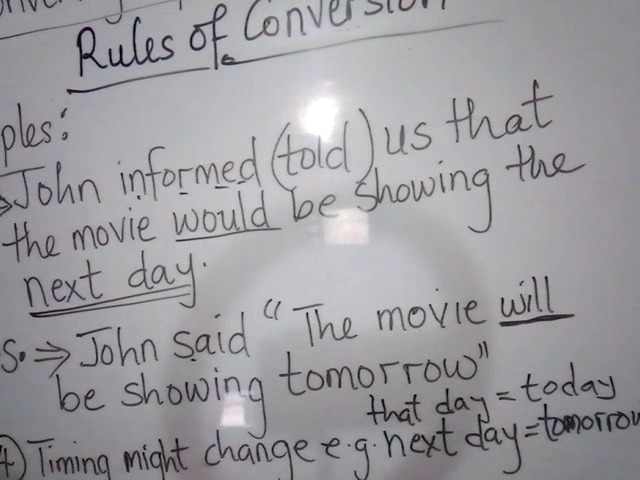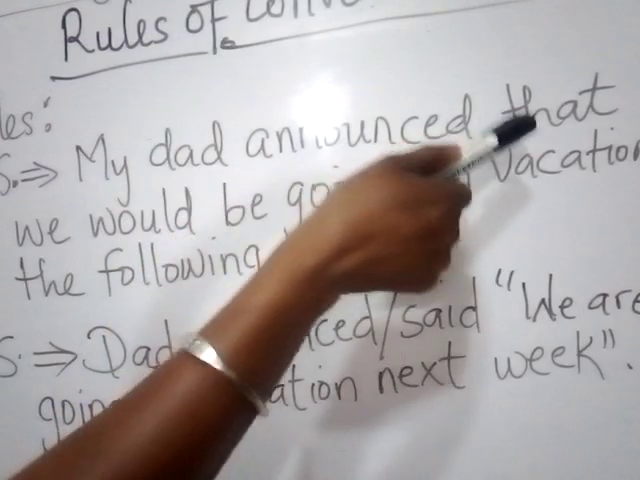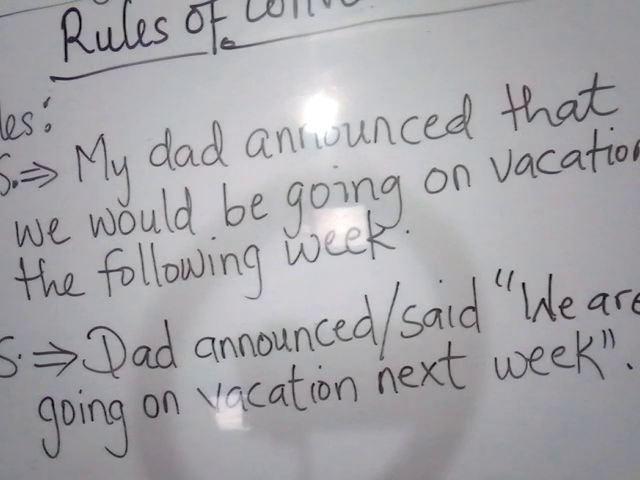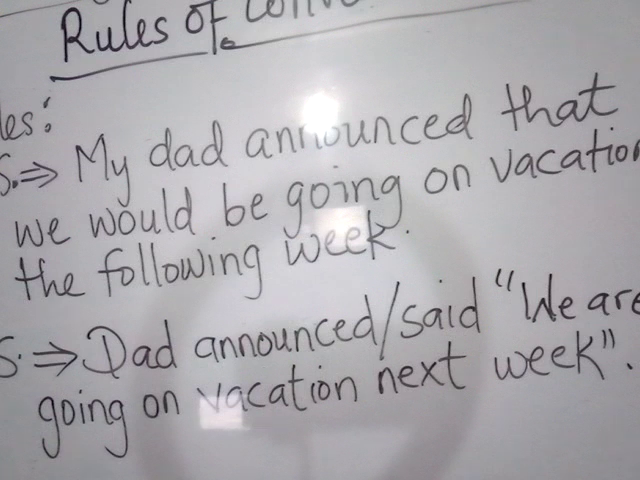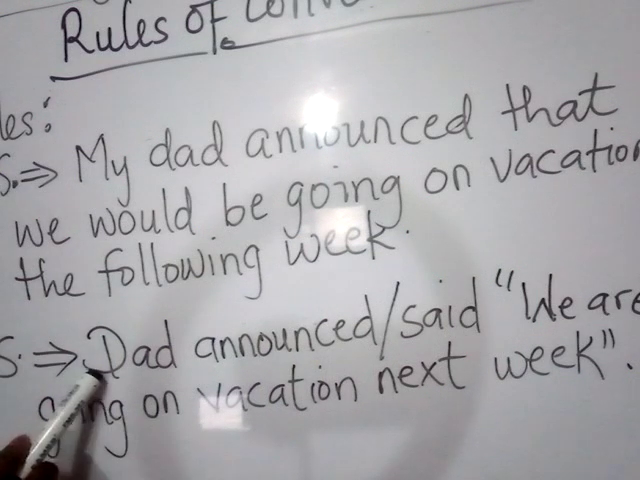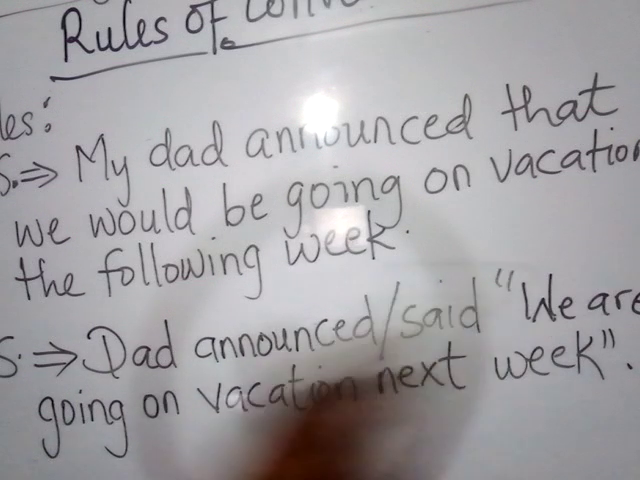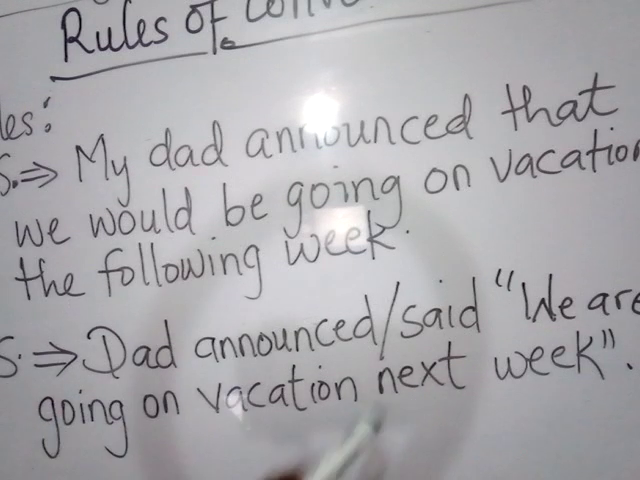So we're going to take one more example, and that will be it for today. So our last example here for reported speech is, my dad announced that we would be going on vacation the following week. My dad announced that we would be going on vacation the following week. So for the direct speech, it would be: dad announced or dad said, we are going on vacation next week. We are going on vacation next week.